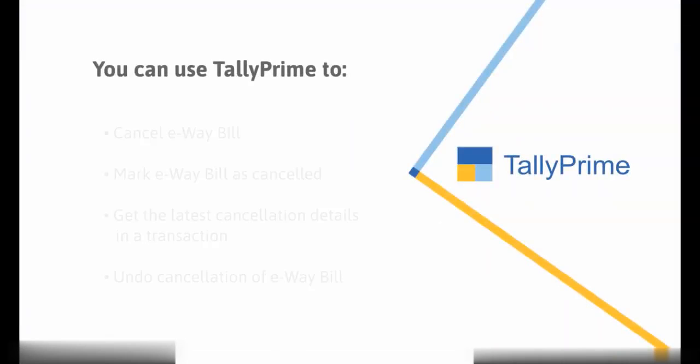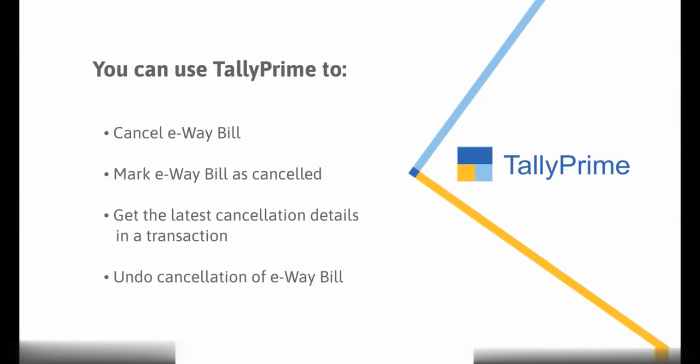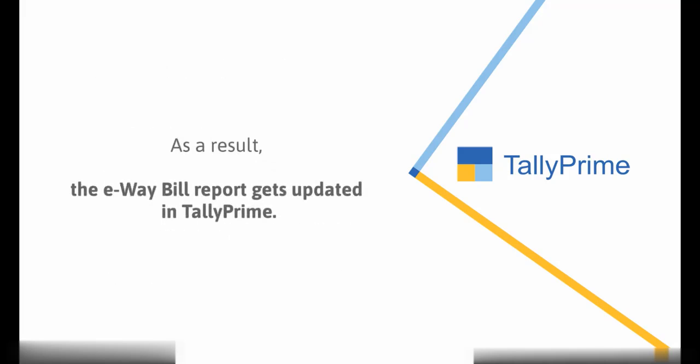As demonstrated, cancelling E-way bill in Tally Prime is a simple process, and you have the flexibility to use the Mark as Cancelled and Undo Cancellation options whenever needed. Moreover, for any transaction, you can get the latest E-way bill cancellation details from the E-way bill system to Tally Prime in a matter of seconds. Subsequently, your E-way bill report in Tally Prime will get updated.